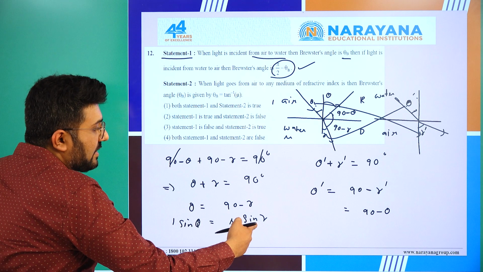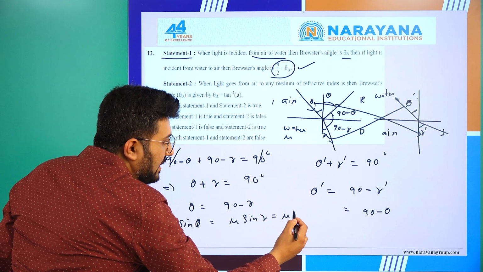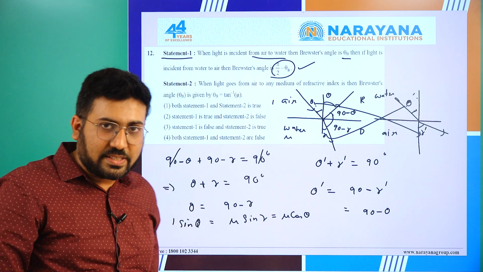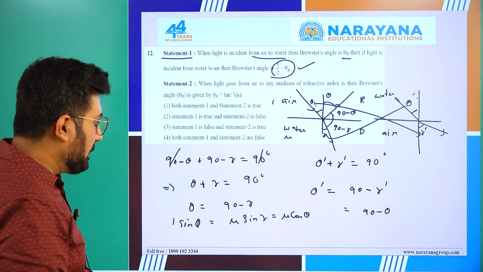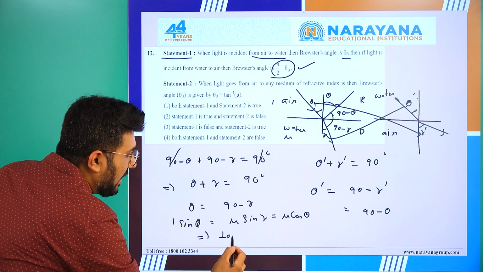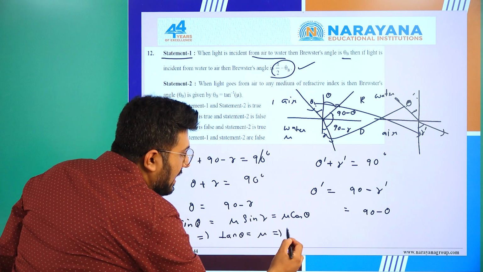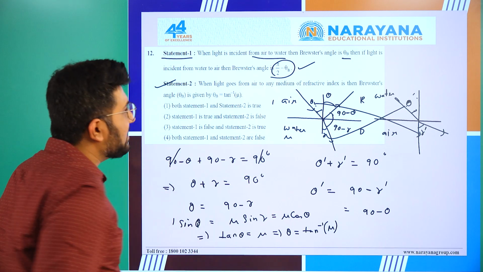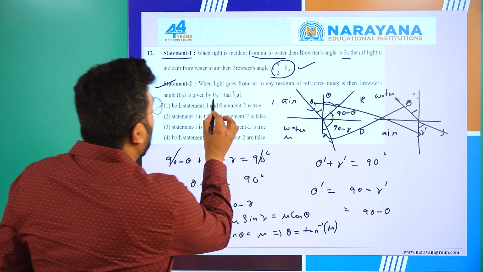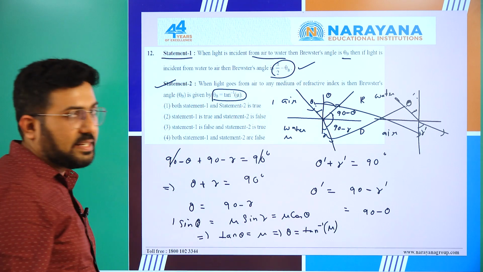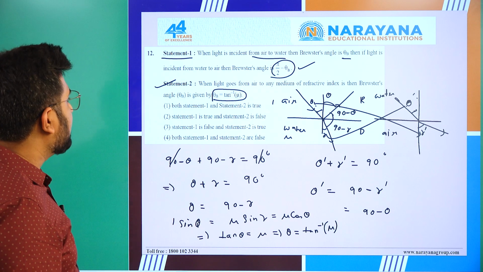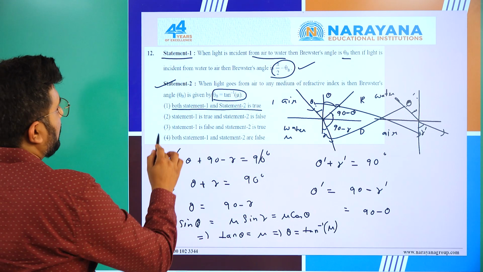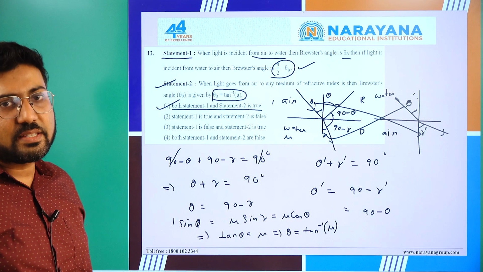And sin r can be written as cos theta. Why? Because r is 90 minus theta, so sin r is cos theta. Sin of 90 minus theta is cos theta. So from here I will get tan theta equals mu, or theta equals tan inverse mu. So that's what they have stated. This second statement is also correct, because they have asked you the Brewster's angle, and Brewster's angle theta b equals tan inverse mu. So I will say the first option is correct: both statements 1 and 2 are true.